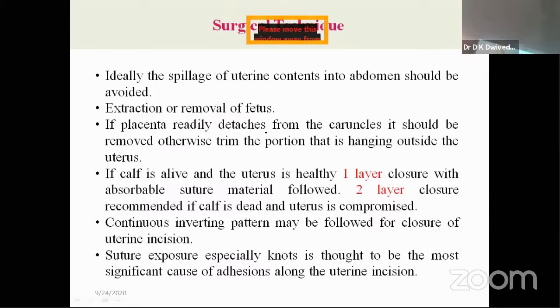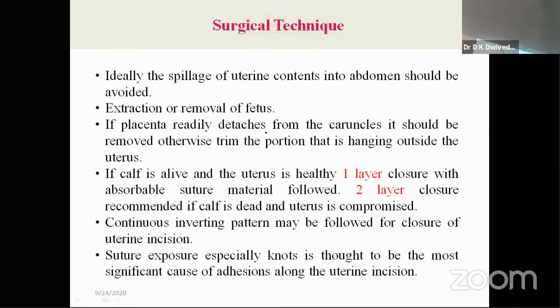Okay. Now, next thing, the closure of the hysterotomy incision. Normally, as I have told you repeatedly, we are mostly performing the C-section as an emergency procedure, and as we are performing it as an emergency procedure, most of the time the uterus is compromised. So, in that condition, two-layer closure is recommended for the uterus. But if the uterus is healthy, you may go for only a single layer. But mostly we are following double layer closure of the hysterotomy incision.